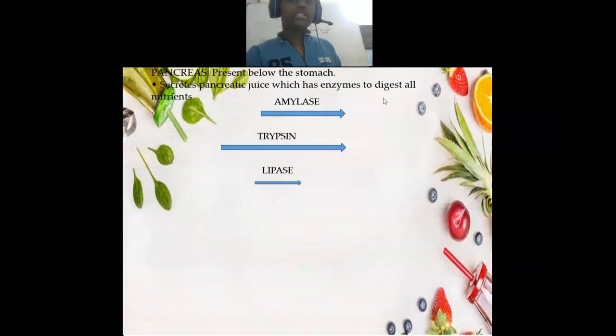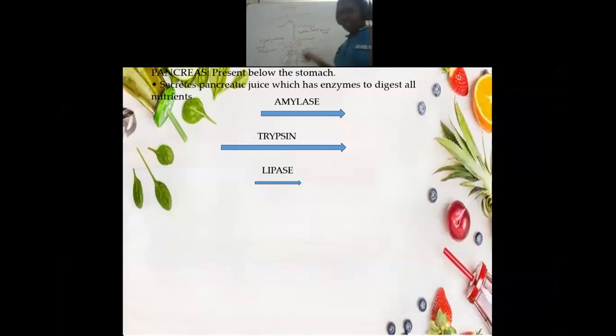So now next coming to the next gland, the pancreas. The pancreas is present just below the stomach, and it secretes pancreatic juice, which has enzymes that digest all the nutrients.